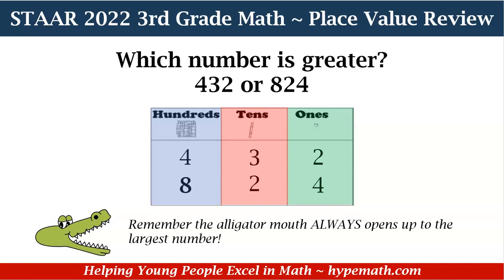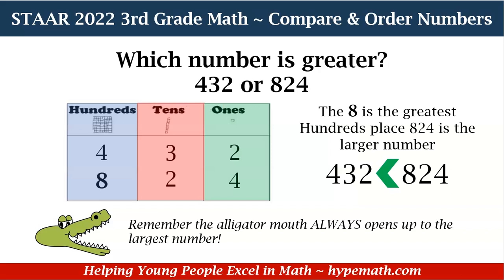So starting from the left, we see that in the hundreds place, we have a 4 and an 8. Well, what's the larger number between 4 and 8? And that will be the answer of which number is greater. If you said 824, you are correct. The 8 is the greatest number in the hundreds place, so 824 is the larger number. Let's look at another example.